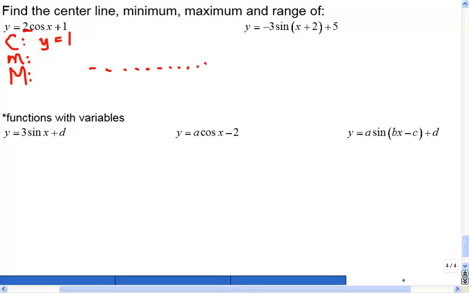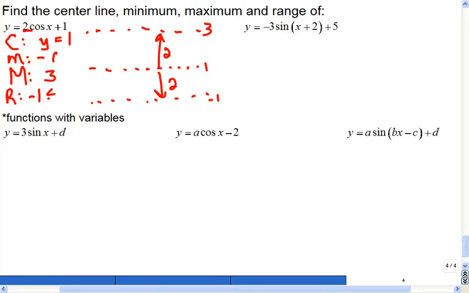So if this is the center line at 1, it will go up 2 units. So its maximum will be at 3. It will go down by 2 units. So it will be at negative 1 for its minimum. So now I can see, that's the reason I wanted the center line, is so I could figure out minimum and maximum. That means it would have a range that goes from negative 1 to 3. It's got to be between the minimum and maximum, right? So try it with the next graph, see if you can come up with the center, minimum, maximum, and range.